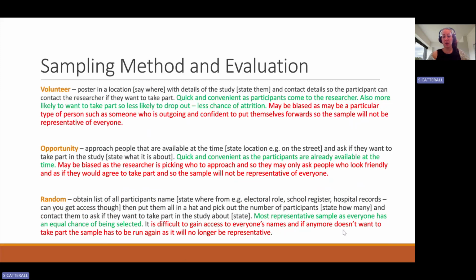They're private, aren't they? And then if anyone doesn't want to take part in the study, you've got to rerun it again because those people that don't want to take part mean your sample becomes unrepresentative. So you've got to run it again to maintain that representativeness. And it's very time consuming because of this. So you can put time consuming as a negative as well. So you've got to say why I mentioned that.